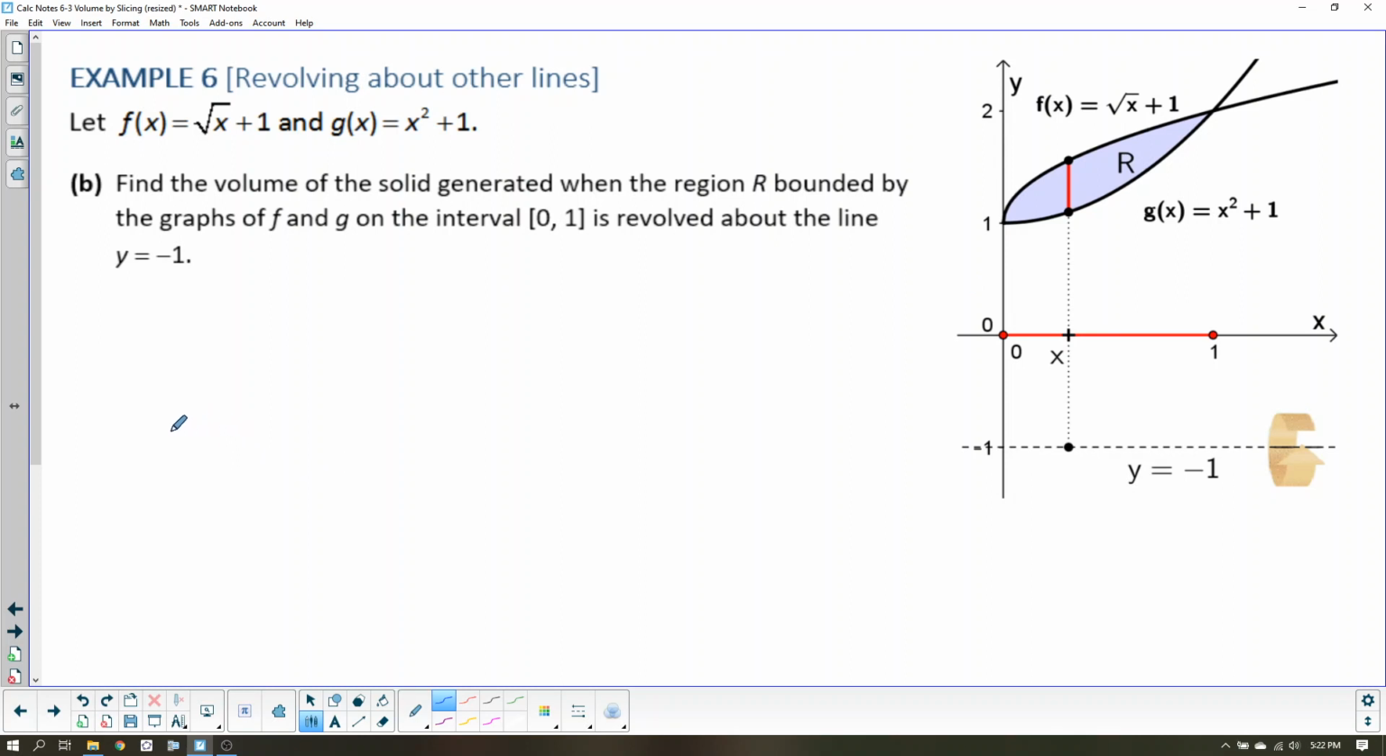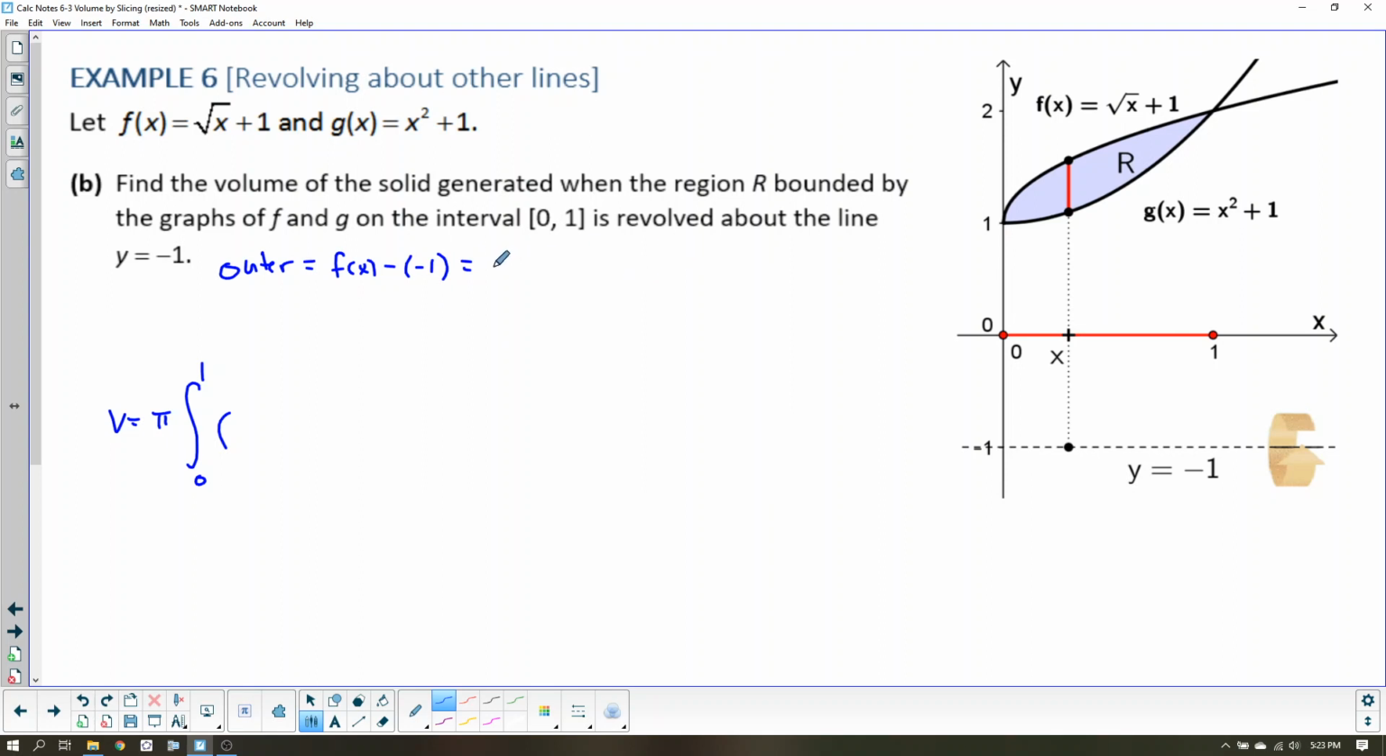So that means volume is going to be pi times the integral from this point to this point, 0 to 1. That's what we're slicing up. And now we need to do outer radius squared. So the outer radius, let's actually write that down up here. Outer is going to be upper minus lower. Upper would be just f of x, minus lower is a negative 1.